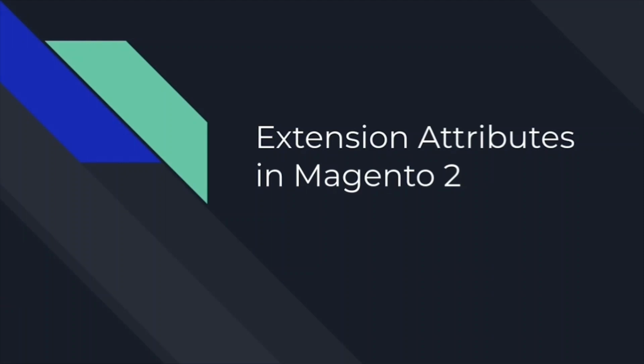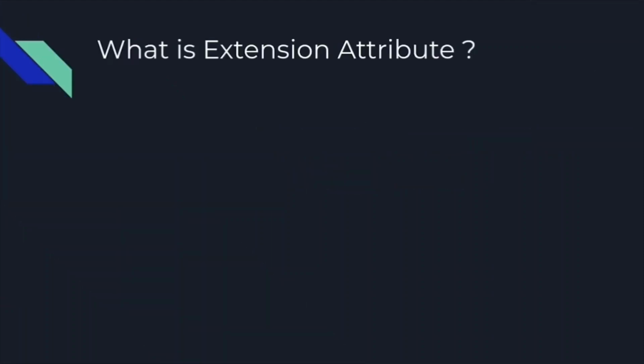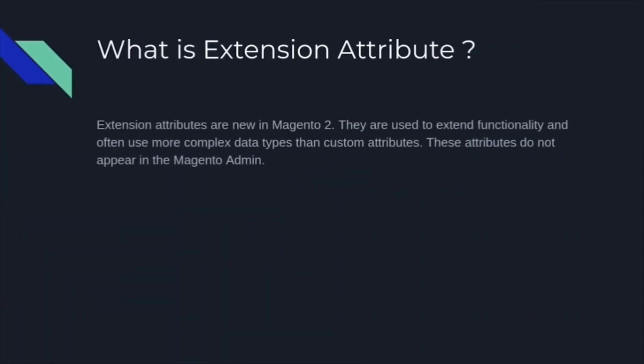Firstly, what are extension attributes? Extension attributes are new in Magento 2. They are used to extend the functionality and are often used for more complex data types than the custom attributes. These attributes do not appear in the Magento admin panel. Usually we find custom attributes in the admin panel, but we won't be able to find the extension attributes in the admin panel.